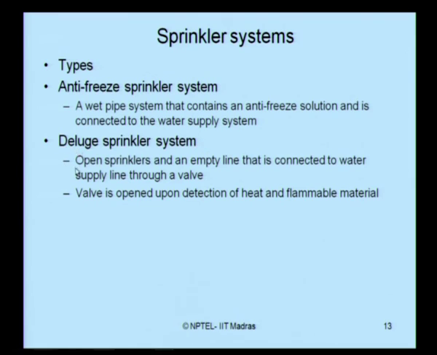A deluge has open sprinklers and an empty line that is connected to the water supply line through a valve. You have an open sprinkler system network connected to an empty line, which is subsequently connected to the water supply line through a valve. Now, this valve is opened automatically upon detection of heat and flammable material.